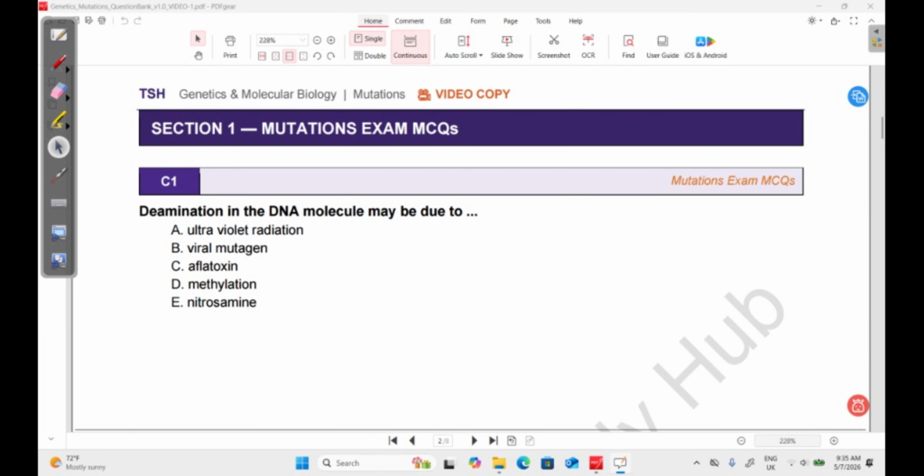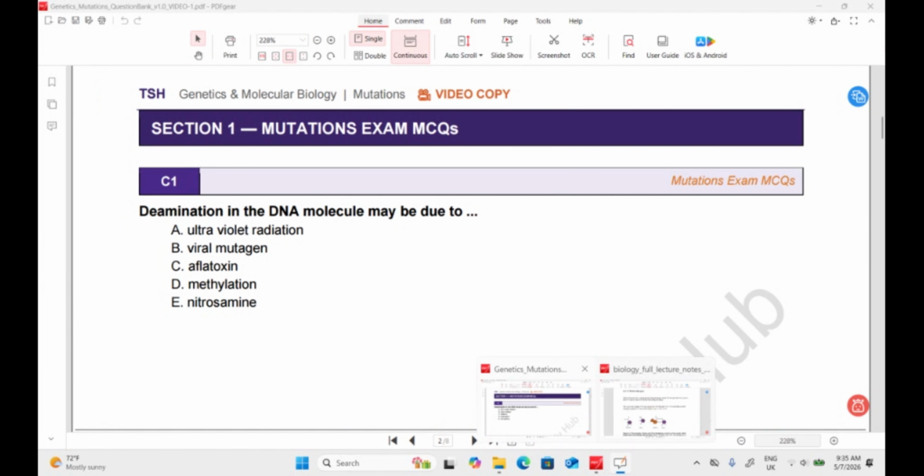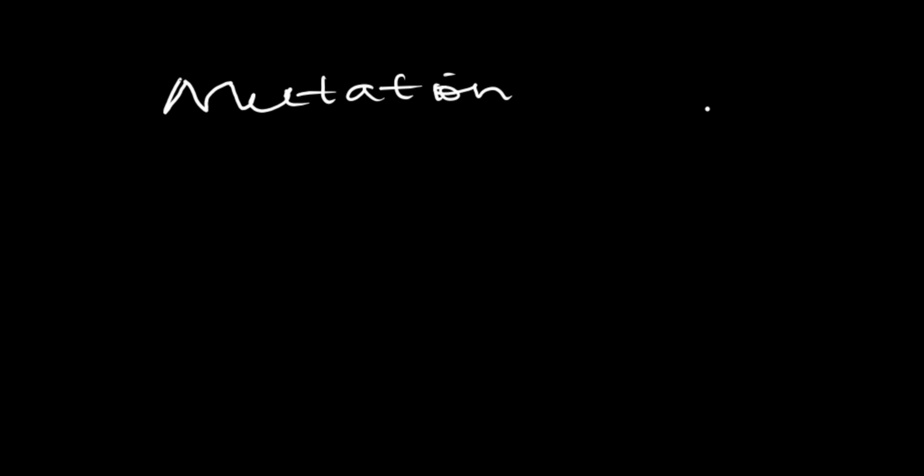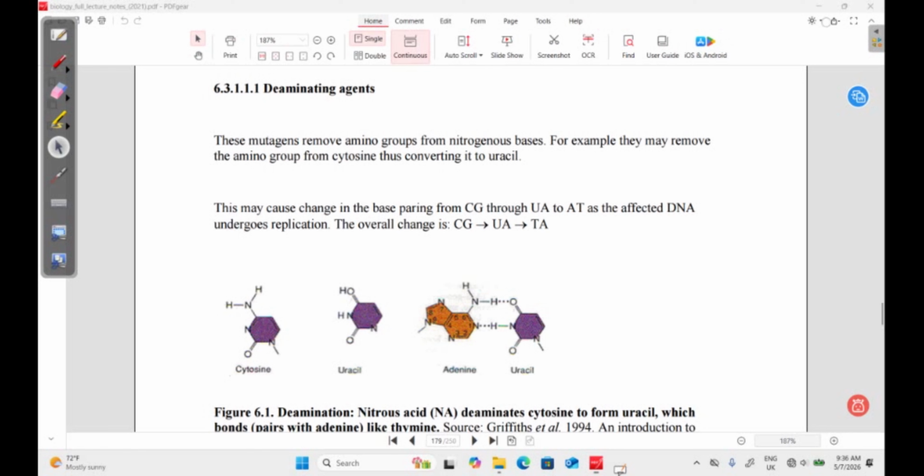Okay, so as you are thinking about it, I would like to reintroduce deamination in terms of mutation. They are what we call deaminating agents. I hope you can see my cursor. These deaminating agents are mutagens that remove the amino group, which is this particular group on here. So let's do it from the paper. I think that would be easier.